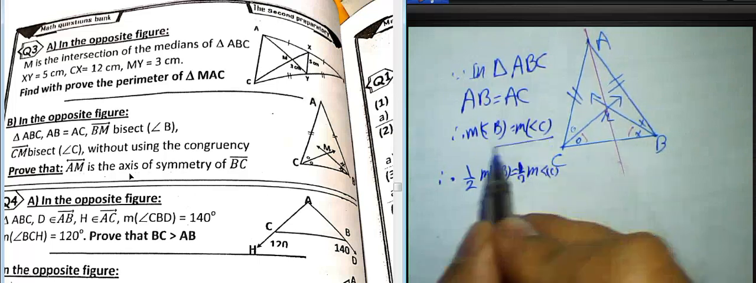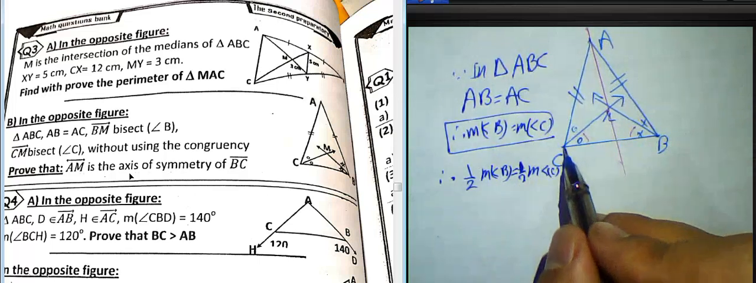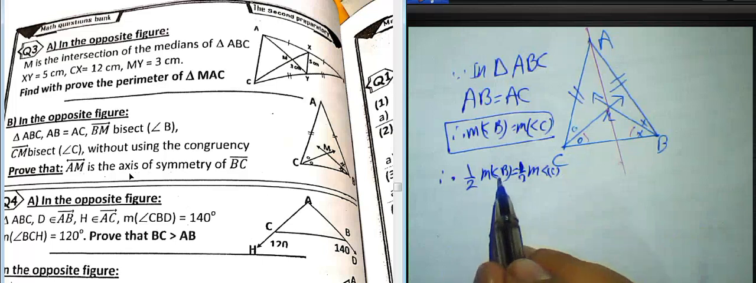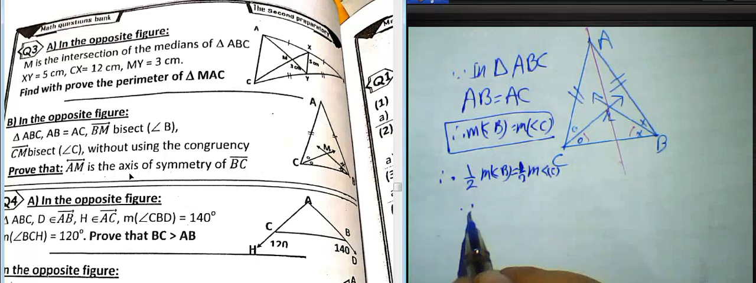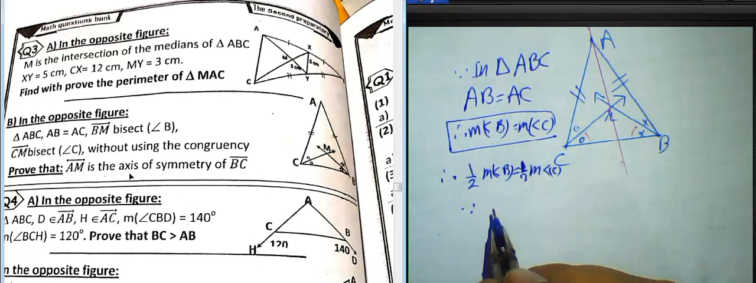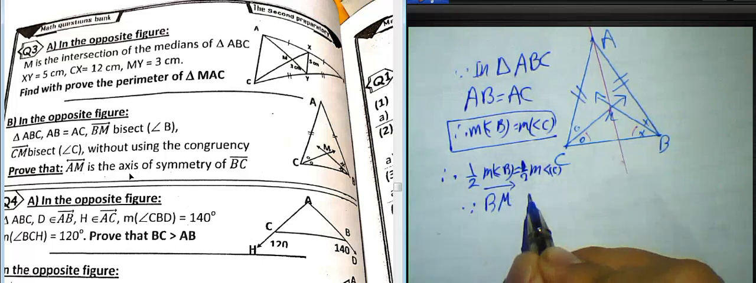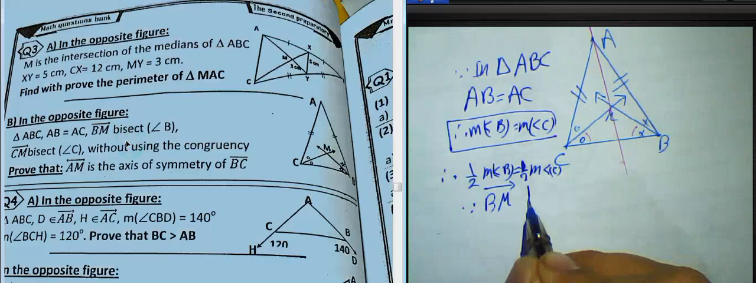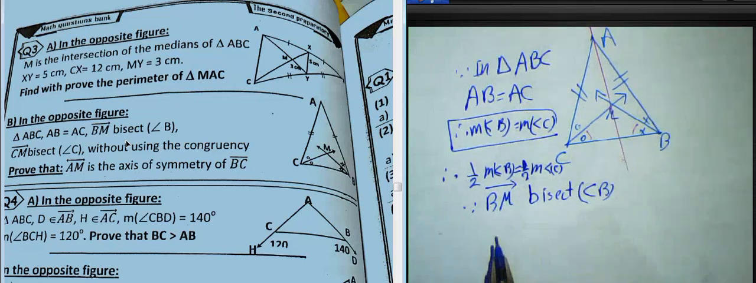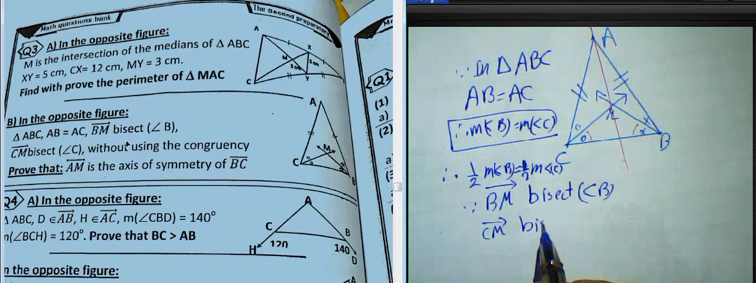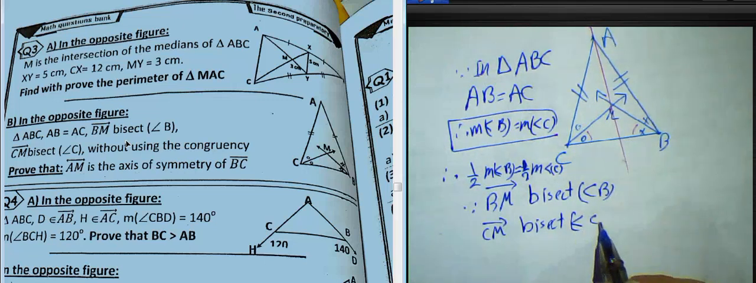Because measure of angle B equals measure of angle C, then measure of angle B divided by 2 equals half of measure of angle C. And we have here the ray BM bisects angle B, as he gives us in the information, and the ray CM bisects angle C.